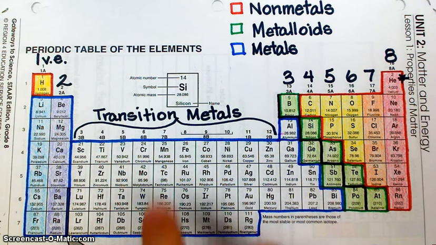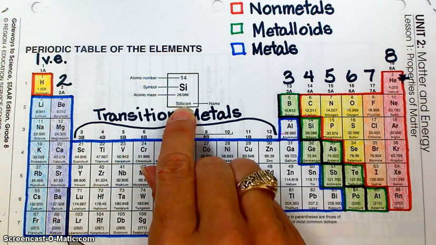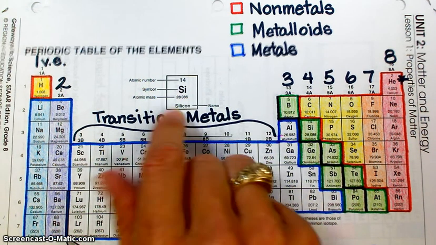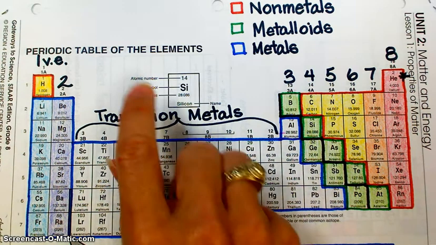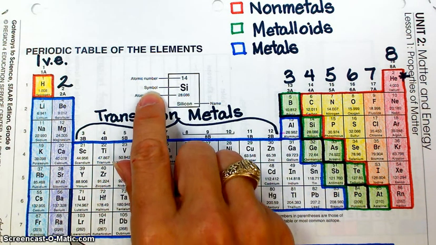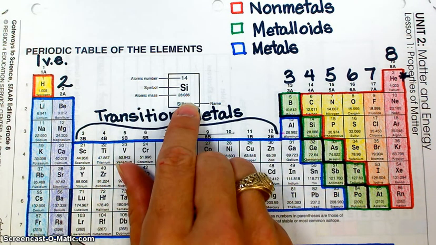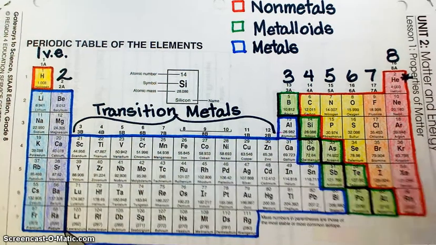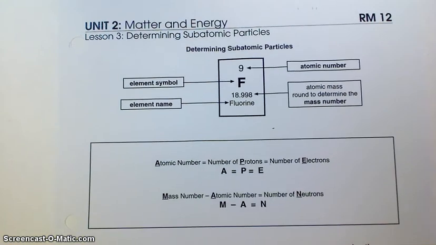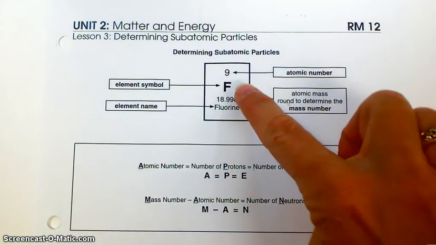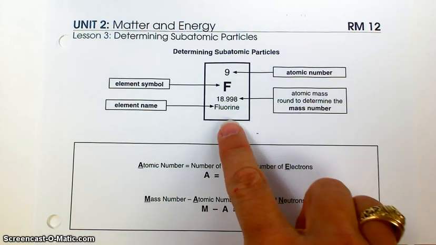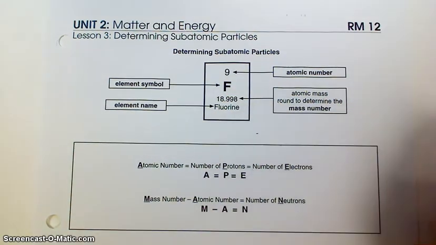Anyway, but let's zero in on this box right here, where it's giving you the information that's found in each one of these boxes: the atomic number, the chemical symbol, the atomic mass, and of course the element name. Okay? And then we're going to zoom in and talk about this a little bit. All right, atomic number, atomic mass, element name, element symbol.